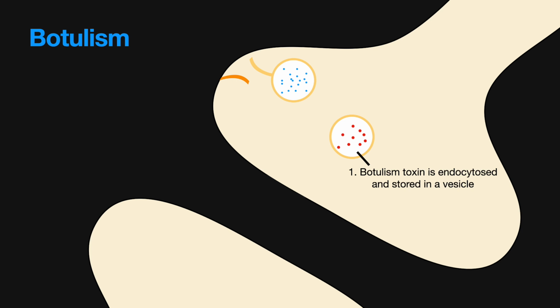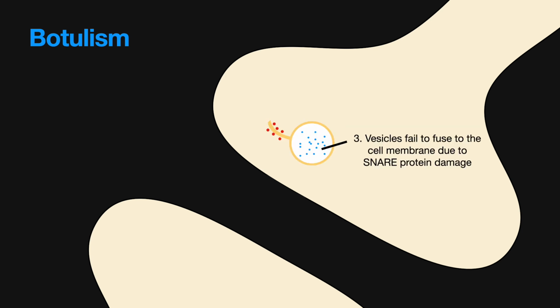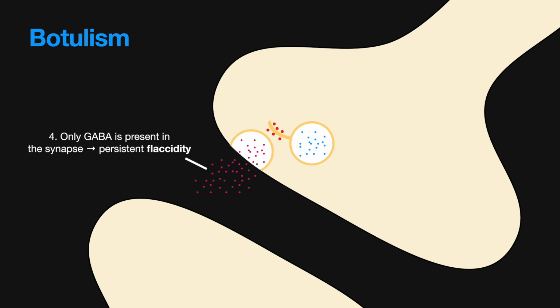Botulism has a similar pathogenesis to tetanus. Like tetanus, it starts with botulism toxin being taken up into a vesicle within the neuron. The toxin then binds to and degrades the snare proteins. This prevents the vesicles from fusing to the neuron membrane and releasing their contents. The distinction with botulism is that it affects the release of acetylcholine, which is the main trigger for muscle contraction. Therefore, GABA is going to predominate in the synapse, which is going to result in muscle relaxation.